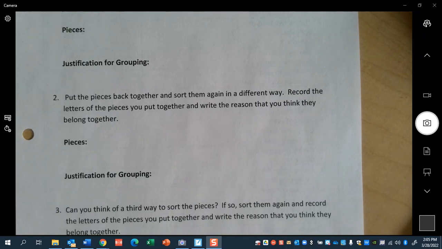So I want you to come up with 3 different ways to sort and classify the quadrilaterals. Does that make sense? Okay. Awesome.